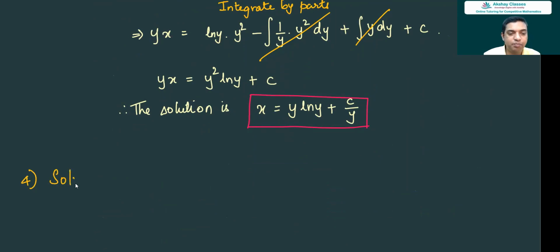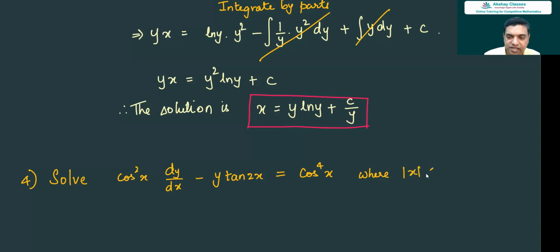This is finding the particular integral, that is a particular solution. So solve cos square x dy upon dx minus y tan 2x is equal to cos to the power 4x, where conditions are given. Mod x is less than pi by 4. That is, x lies between minus pi by 4 and pi by 4. And y at pi by 6 is equal to 3 root 3 upon 8.